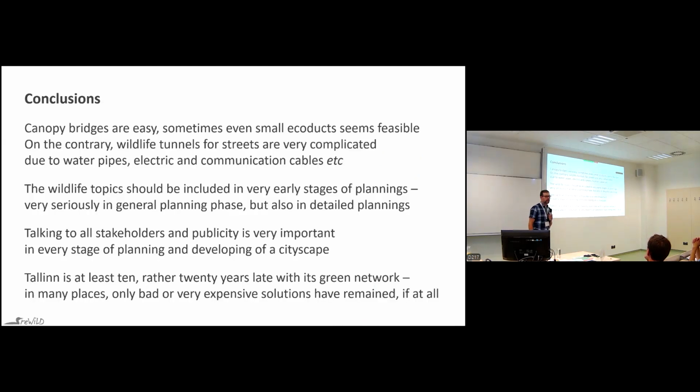Okay, conclusions. We have reached the results that small overpasses, like canopy bridges for creatures such as squirrels, are quite easy to make in most cases. Even a small green bridge is feasible in some cases. But underpasses like tunnels, even small tunnels, are very complicated in the city street, because there are very often other communications like water pipes and electrical wiring below the streets, and it is not possible to go under the streets.